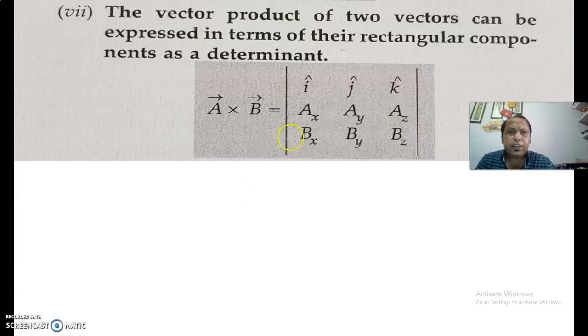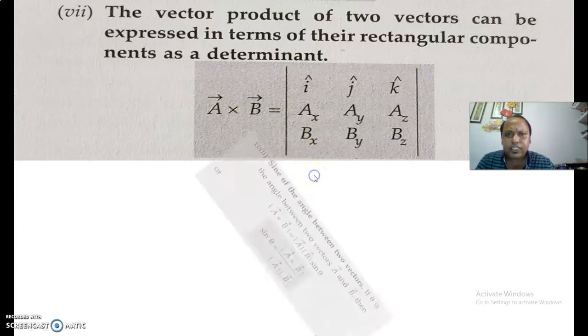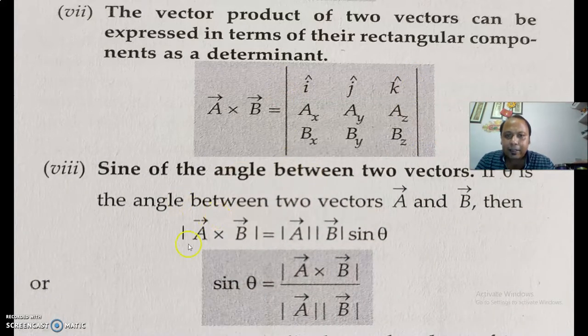Now there is another way of representing the vector product like A cross B in terms of the determinant form, which we have already discussed just now in the same video. And again, we know that the magnitude of A cross B is given by AB sine theta. So if we want to find the value of sine of the angle theta, it will naturally be the modulus of A cross B divided by modulus of A into modulus of B. That means the magnitude of the vector product of A and B, divided by the magnitudes of vector A and vector B, will give you the value of sine theta. So I hope this is very clear.